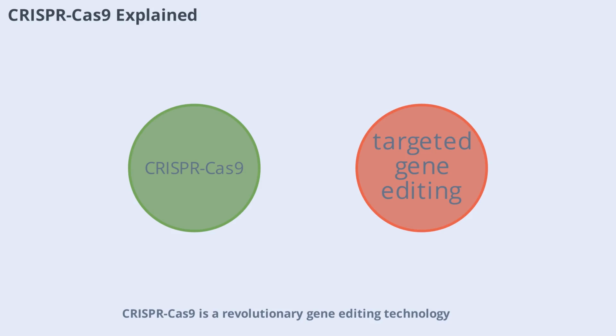CRISPR-Cas9 is a revolutionary gene editing technology that allows for targeted modifications of DNA. It uses a guide RNA to direct the Cas9 enzyme to a specific DNA sequence where it makes a precise cut. Scientists can then add or remove genetic material at that location. CRISPR is faster, cheaper, and more accurate than previous methods, making it a game changer in genetic engineering.